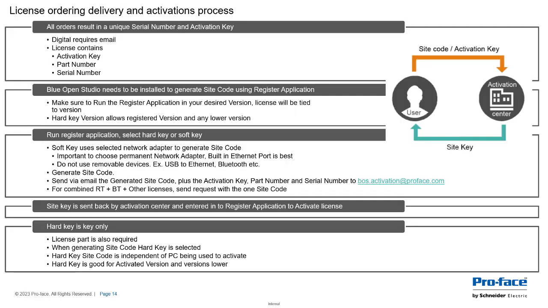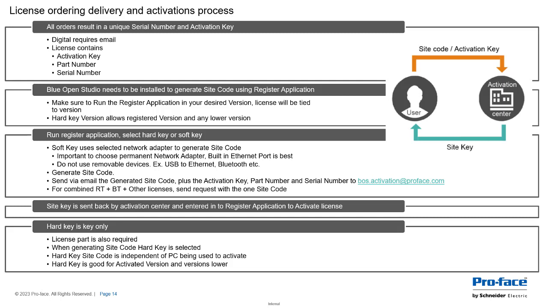Okay. All right, so the license ordering, delivery, and activation process looks like this. And there is a very good layout on the Proface website about activations, so this is kind of taking that information from there. All orders result in a unique serial number and activation key. It's digital, so it requires an email. The license is going to contain an activation key, a part number, and a serial number.